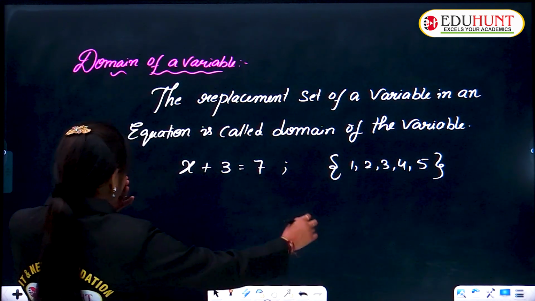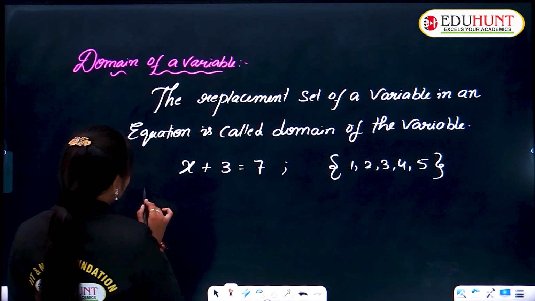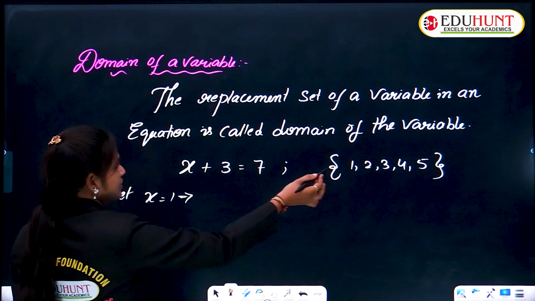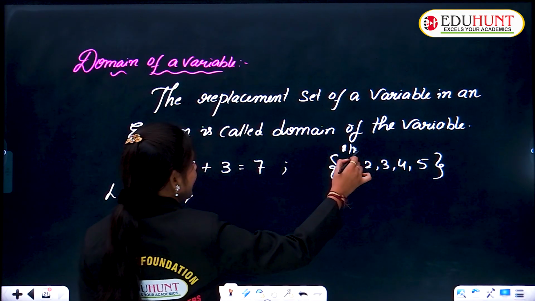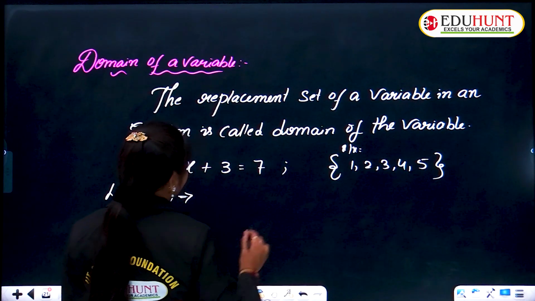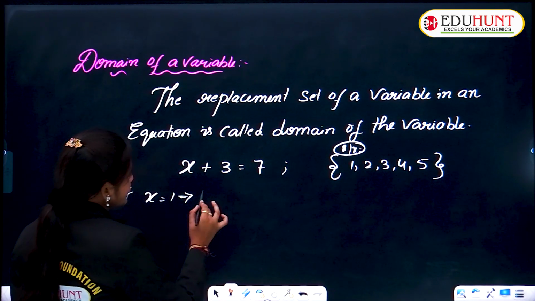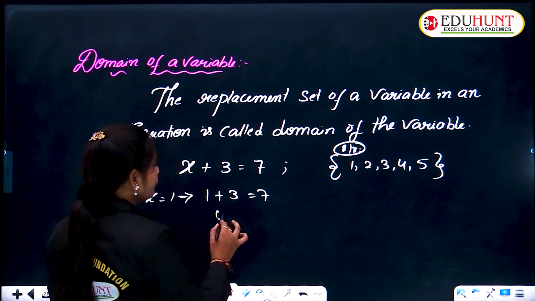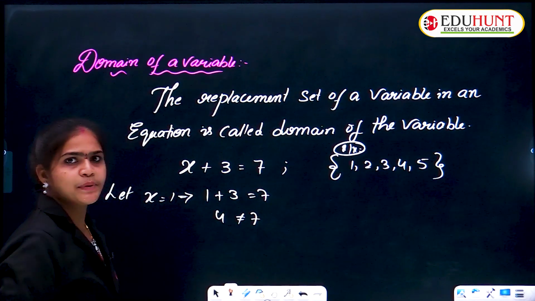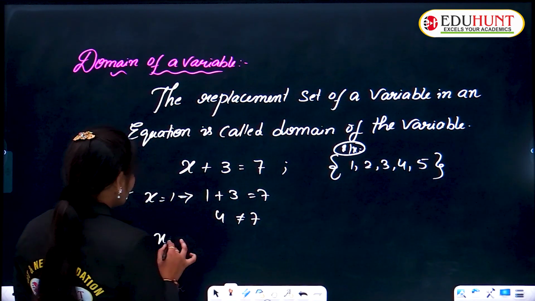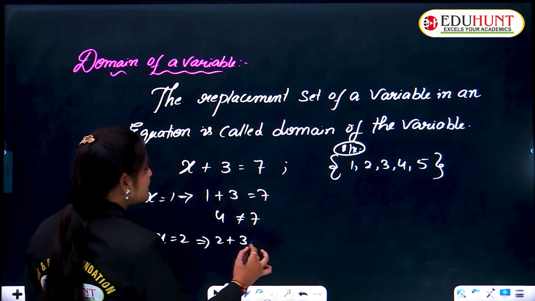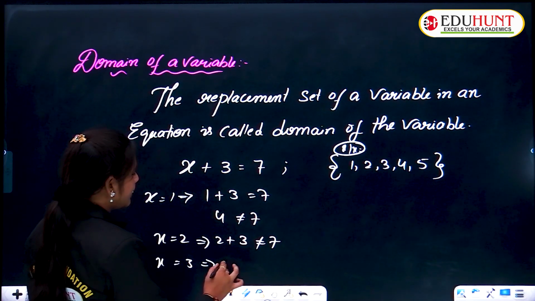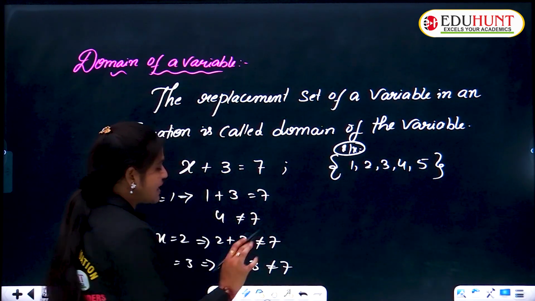Understood? Now let x = 1, because the first value of x given is 1. These are all the values of x: 1, 2, 3, 4 and so on. Now take x = 1: 1 + 3 = 7? No, this is not possible, 4 is not equal to 7. Just like that we check x = 2: 2 + 3 is also not equal to 7. Next, x = 3: 3 + 3 is also not equal to 7.